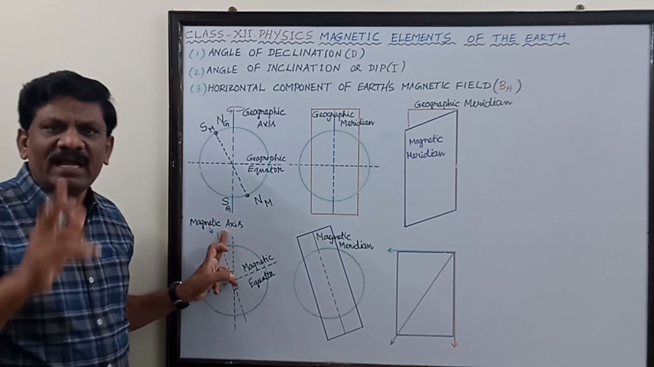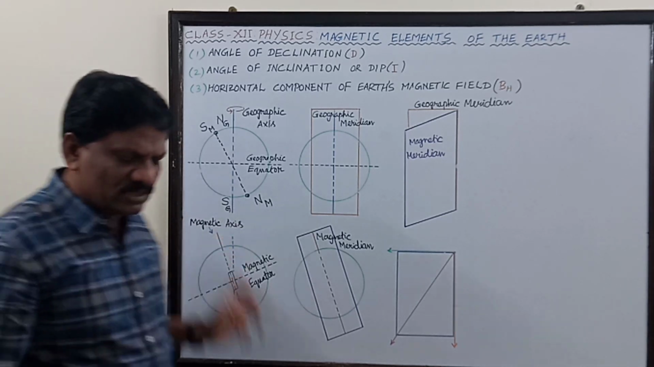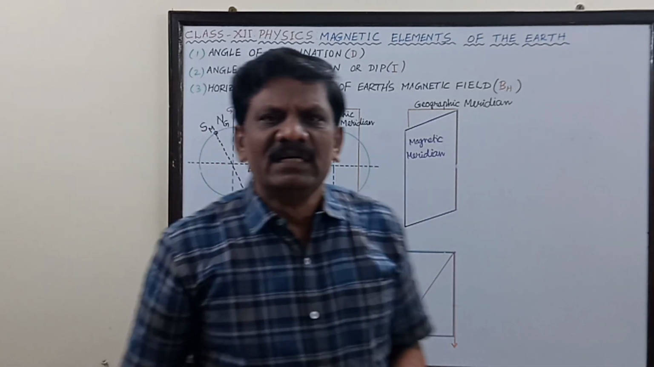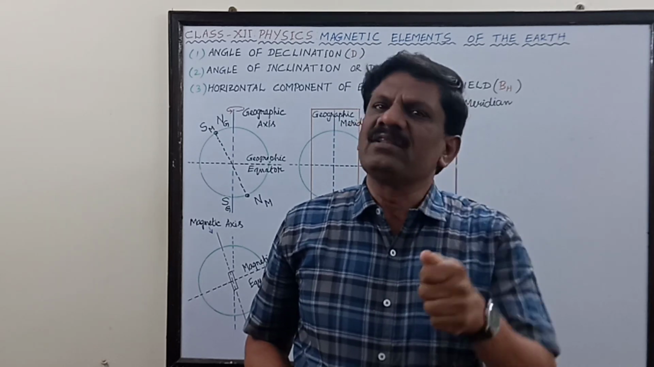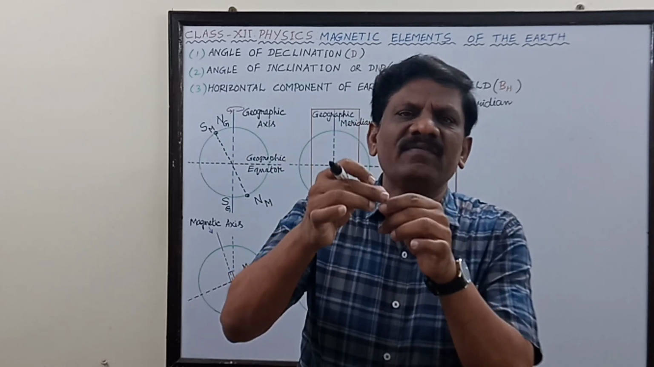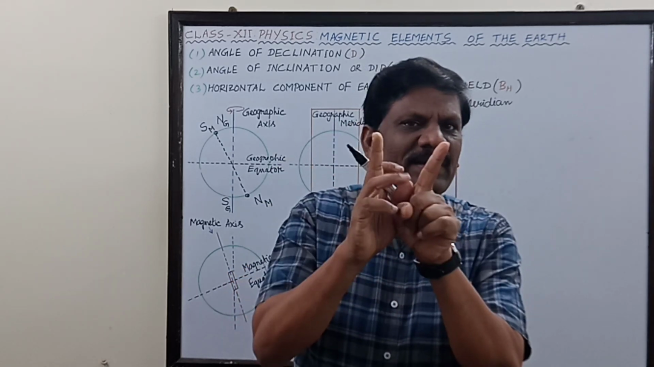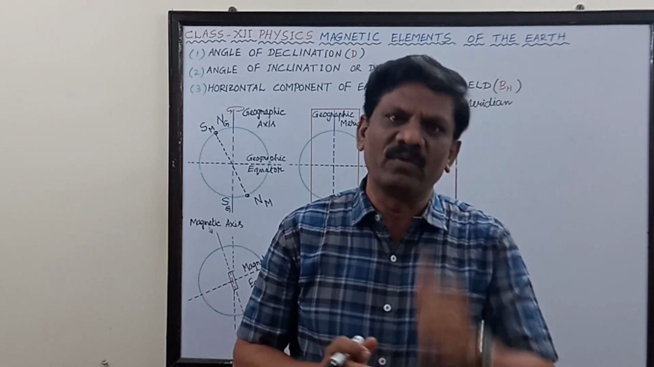If you join these two by a straight line, what you get is called the magnetic axis. So my dear students, please remember that the geographic north pole is not coinciding with the magnetic south pole. They are separated by a small angle. They are not coinciding.